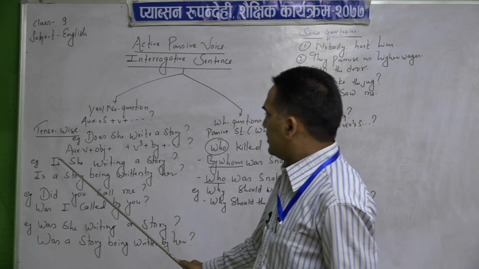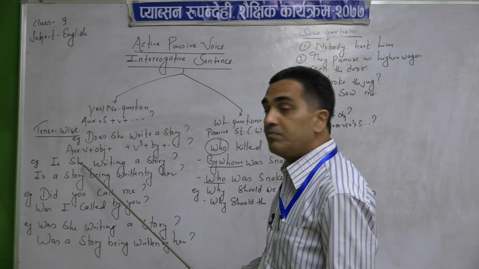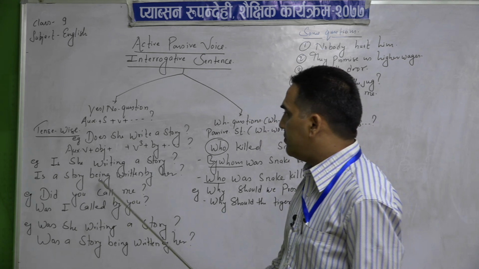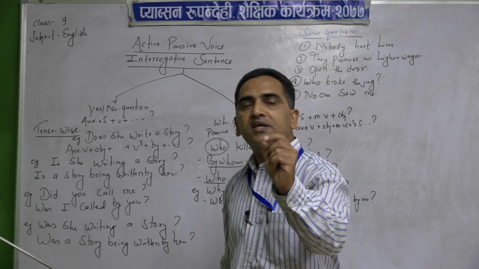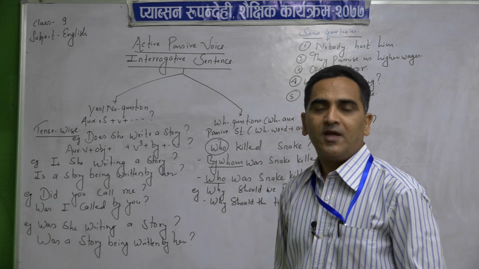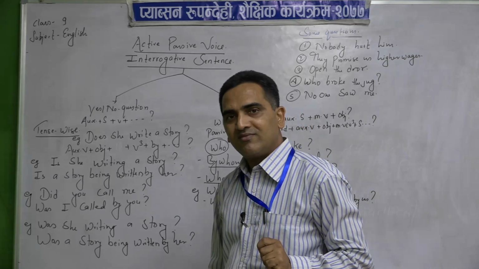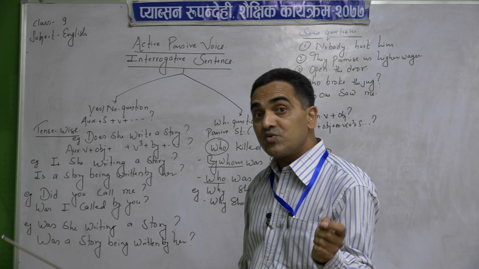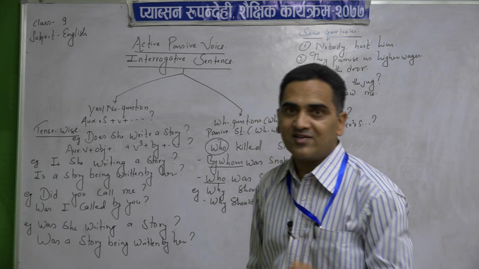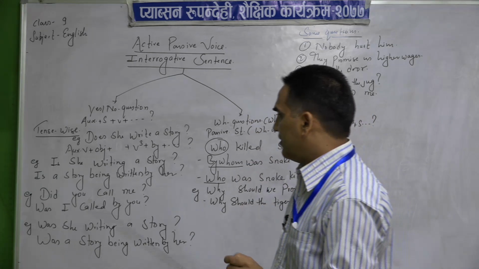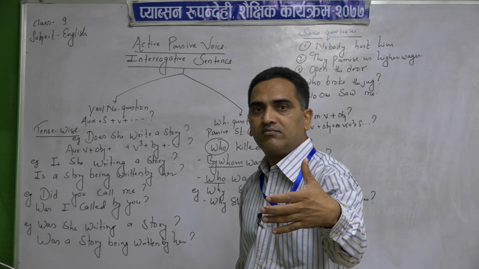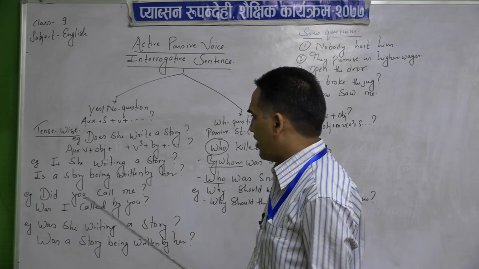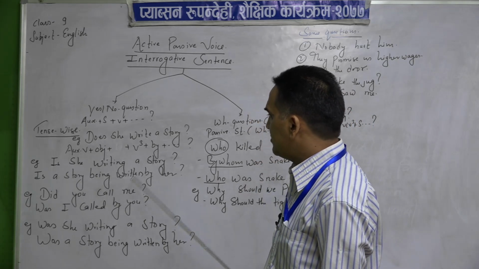Now, is she writing a story? It is written in present continuous. So, is a story being written by her? Here the word being is used. Why? Being is used in continuous form, been is used in perfect form. Being and been, my dear students: been comes with has, have and had, but being comes with a continuous form. That may be present continuous or past continuous. You have to identify. Is a story being written by her?